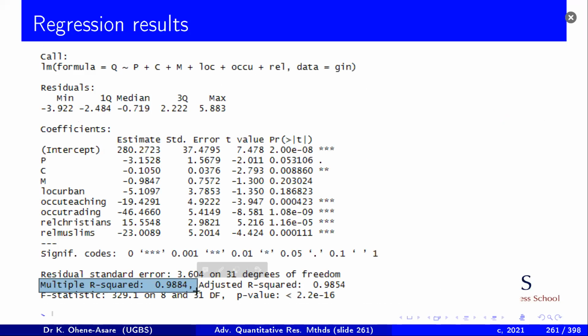Multiple R square. And when you look at our own multiple R square, it is 99%. What does this mean? Who can guess? What does this 99% mean? By the way, there's a difference between the R square and adjusted R square.